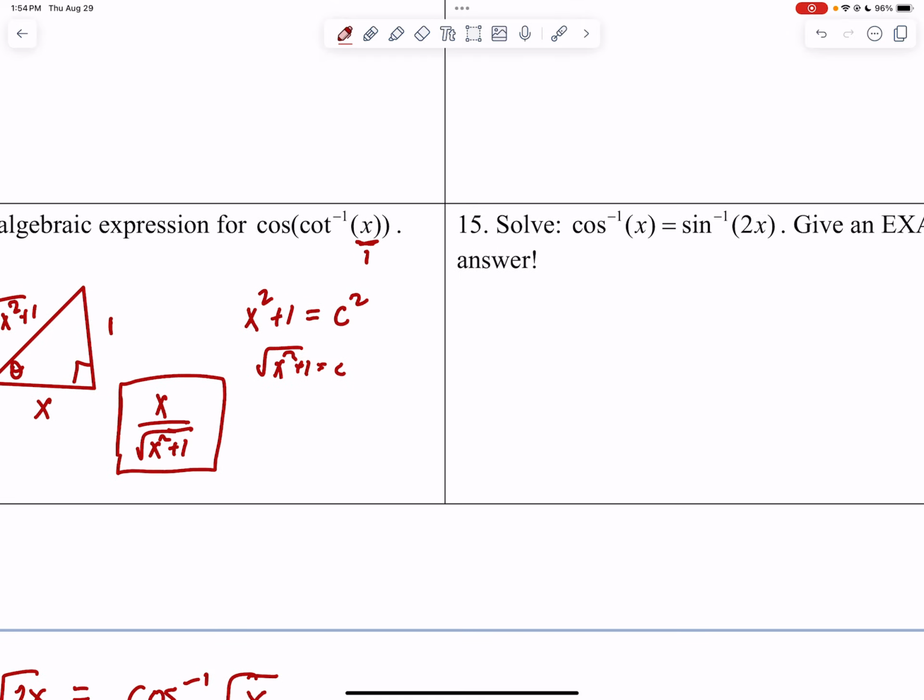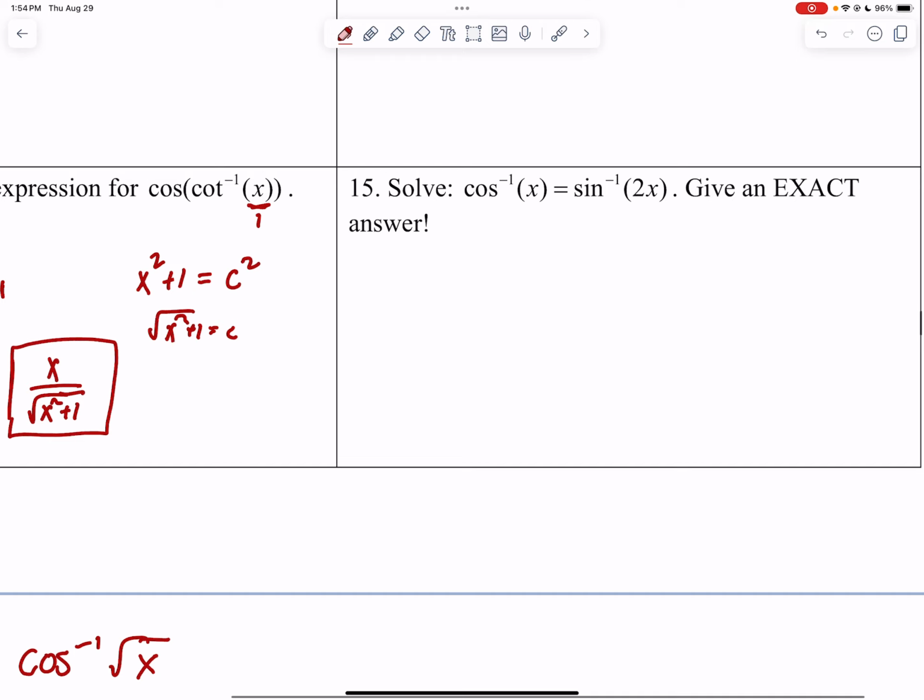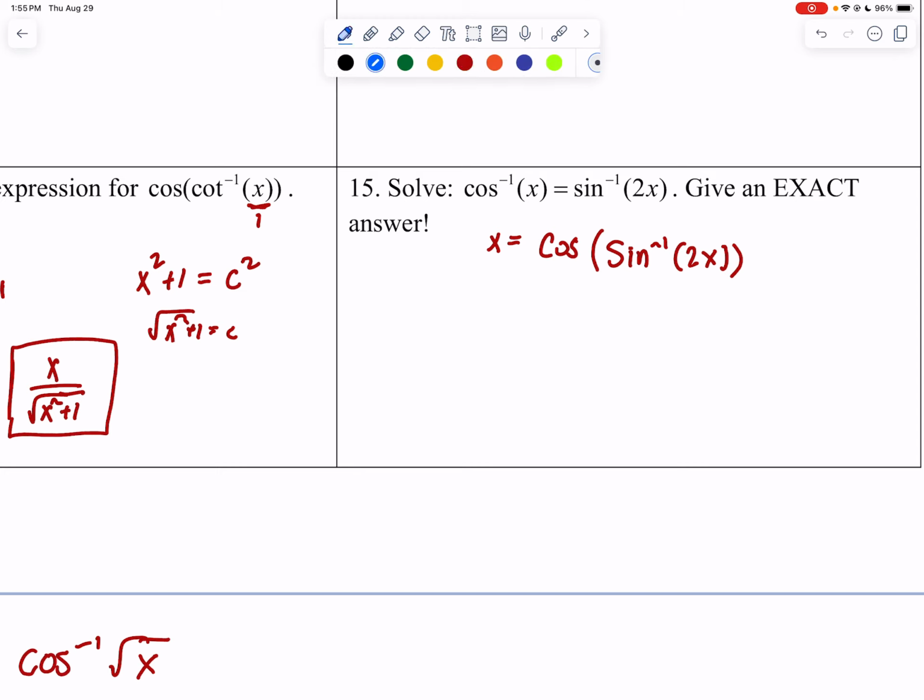Now, same thing for number 15 here. I want to solve inverse cosine of x is equal to inverse sine of 2x. So what I'm going to do here is go ahead and take the cosine of both sides. And then I'm going to make my little triangle, given that this is 1. So now I have my triangle, theta, right here. Since this is sine, this is going to be opposite over hypotenuse.